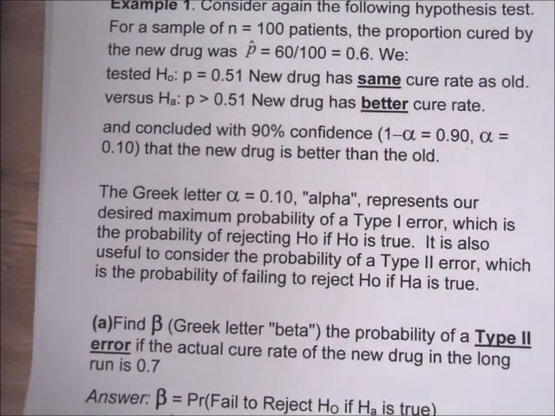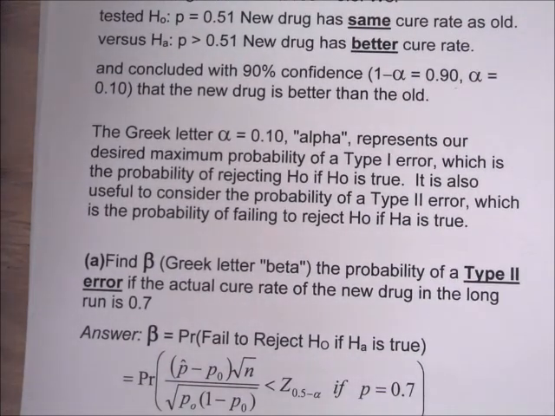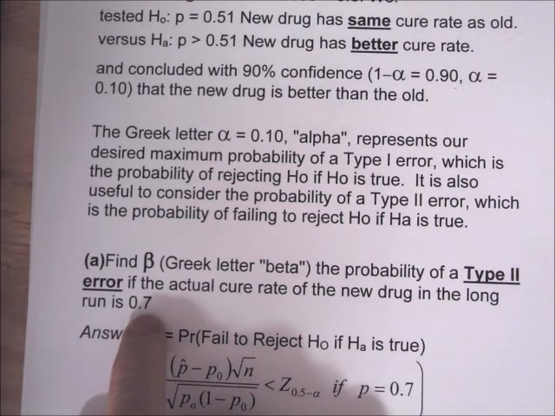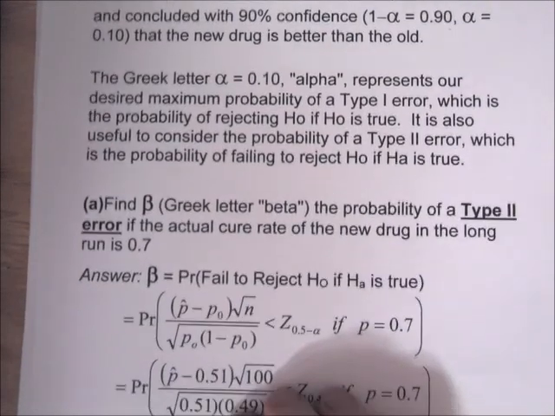But sometimes it's useful to just play what if and say, well, what if p was really 0.7, what would be the probability of a type 2 error? So that's what we're going to do here. We're going to say, what if the actual population proportion is 0.7? What is the probability of a type 2 error?